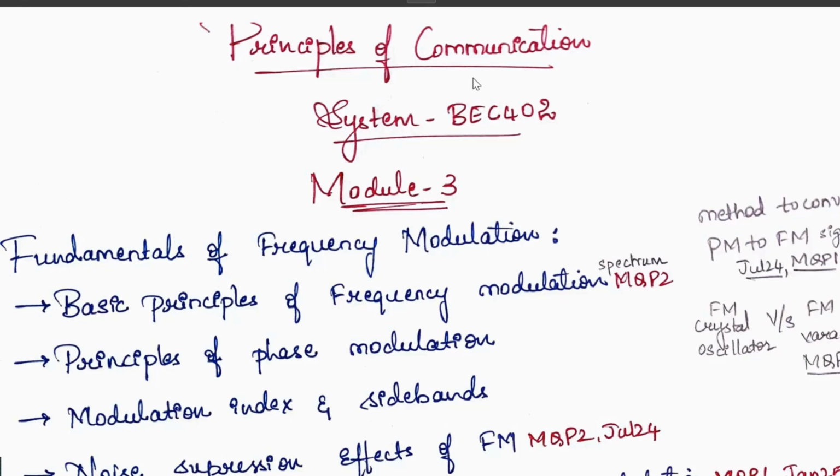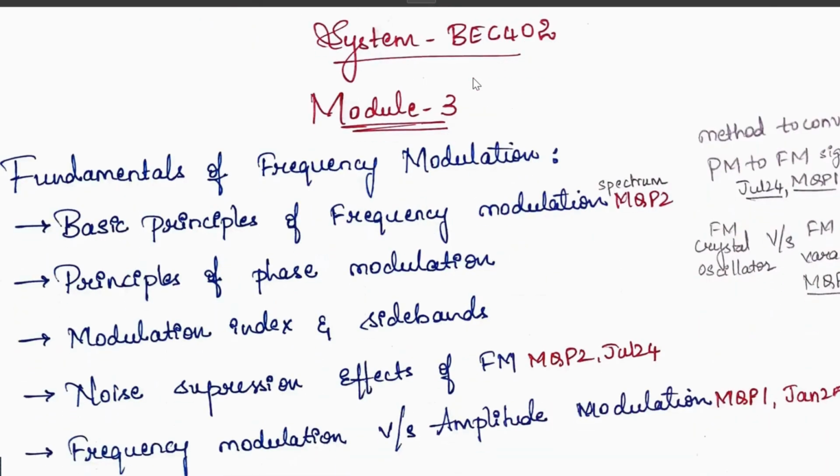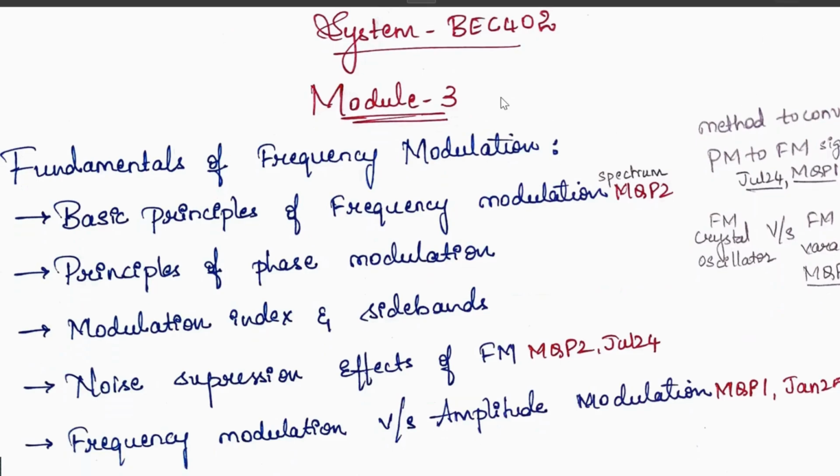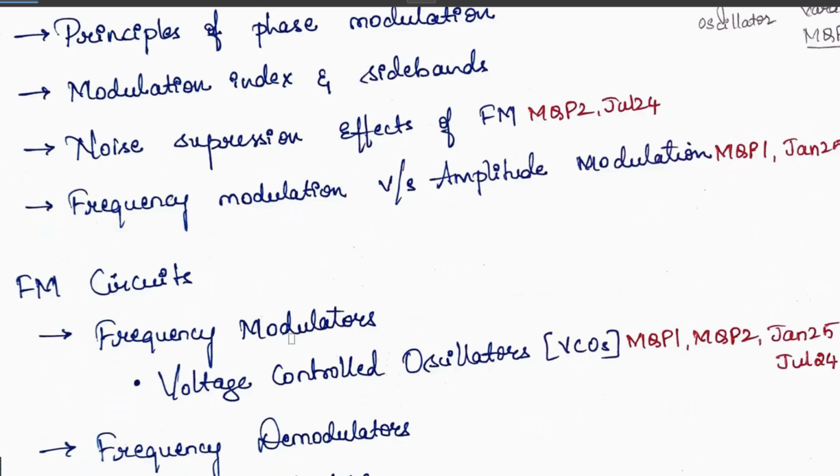The fundamentals of frequency modulation. Here we are going to study the basic principles of frequency modulation, principles of phase modulation, modulation index and sidebands, noise suppression effects of frequency modulation, and frequency modulation versus amplitude modulation. Also, a method to convert the PM to FM signal, and the FM crystal oscillator and FM vector oscillator under frequency modulation.